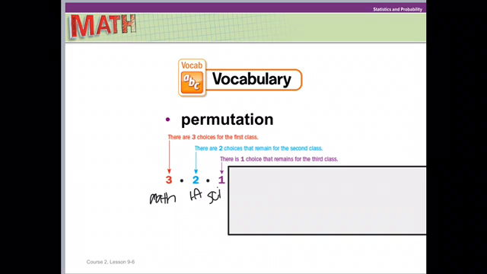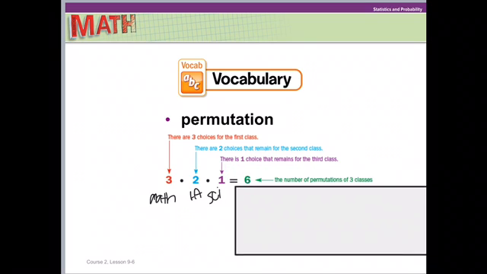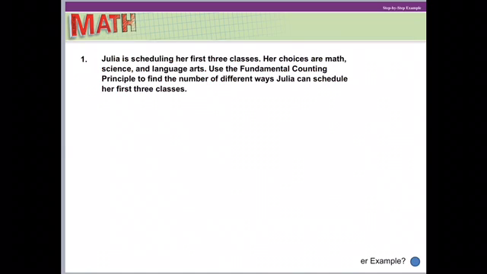Now, to see all of the total outcomes, if you multiply all of them together, you're going to find the total number of permutations. And this is the number of permutations of 3 classes. So it's the different orders that you can arrange the 3 classes. Now for this one, exactly how we found it in the example of the vocabulary, this is the same exact thing. This is just a written out example of it.